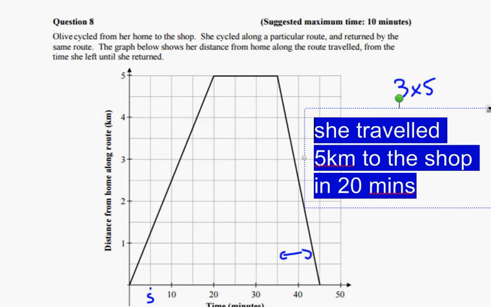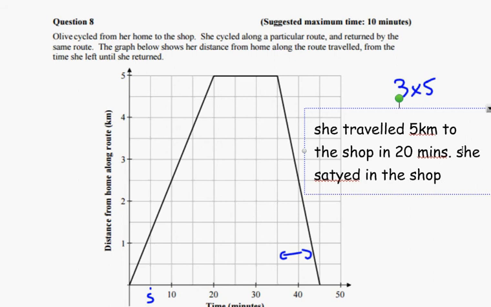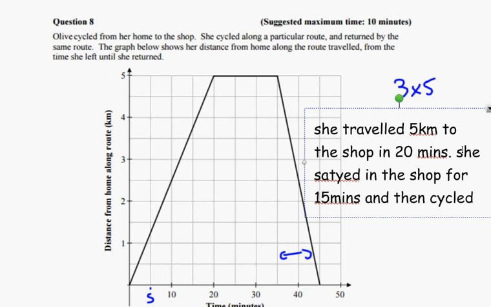And she stayed in the shop for 15 minutes and then cycled home 5 kilometers in 10 minutes. So there you go. Is it done there?